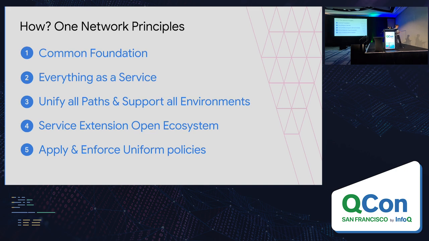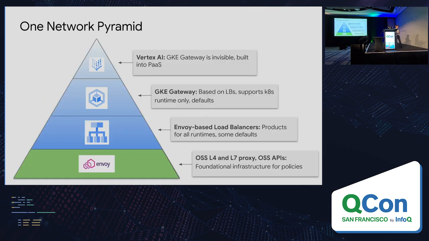We will unify all paths and support all environments. And then we create this open ecosystem of what we call service extensions, which are basically pluggable policies. And we then apply and enforce these policies on all paths uniformly. Let's start with the first one.